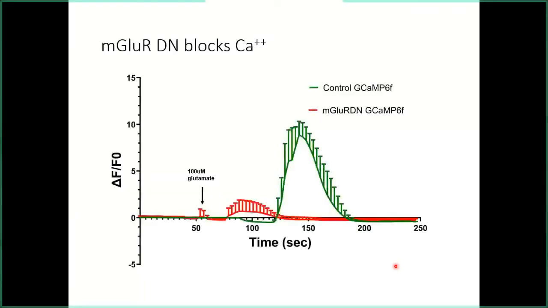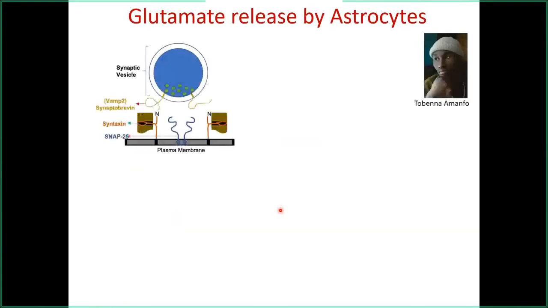So we repeated this experiment multiple times, and so we can clearly conclude that our dominant negative is working. The next thing that we wanted to check was glutamate release by astrocytes. So Toby, a graduate student in my lab, started this project.